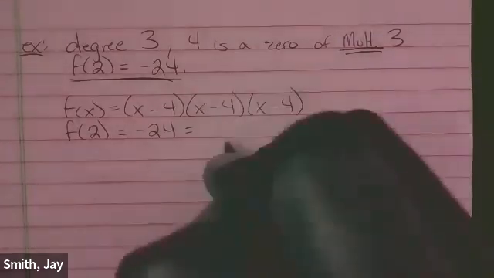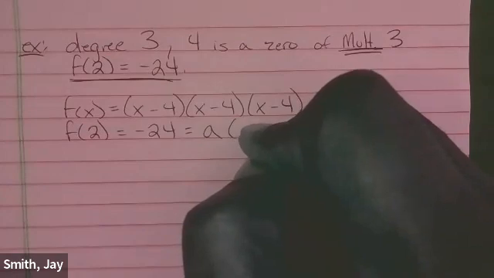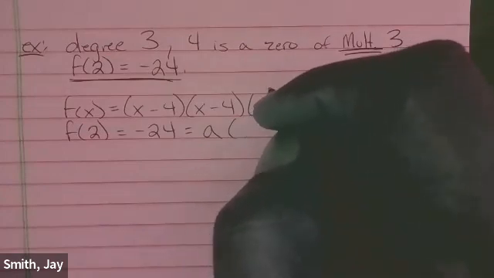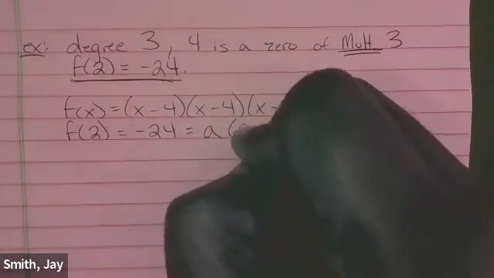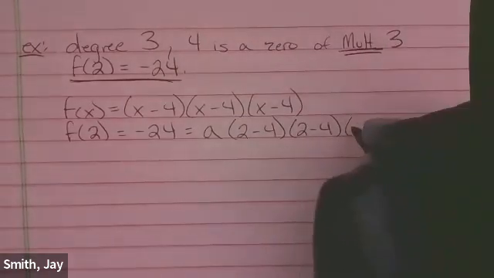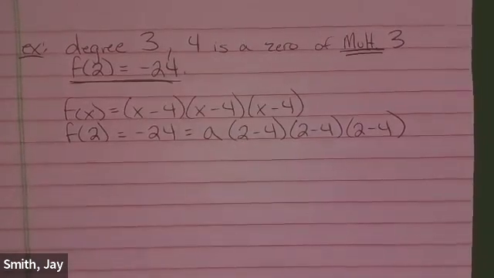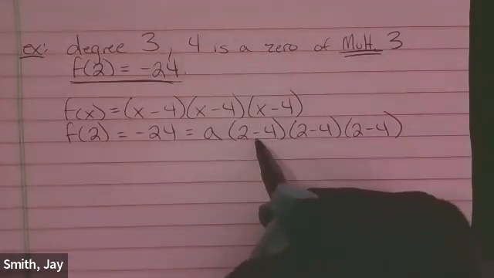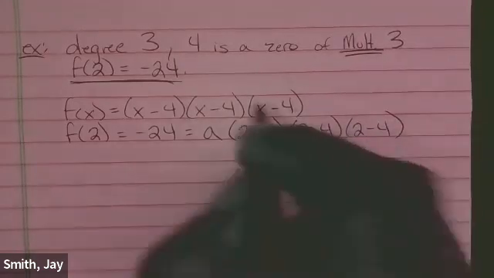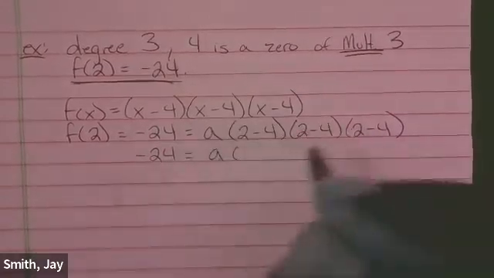In this case, that would be equal to the a that we're looking for times 2 minus 4. I'm sorry, it said f of 2, so that's positive 2 minus 4 times positive 2 minus 4 times positive 2 minus 4. We're replacing every x in f of x with 2, because this is our input now. Right? We know 2 minus 4 gives me negative 2. Negative 2 times negative 2 times negative 2 will give me negative 8. So now we have negative 24 is equal to a times negative 8.